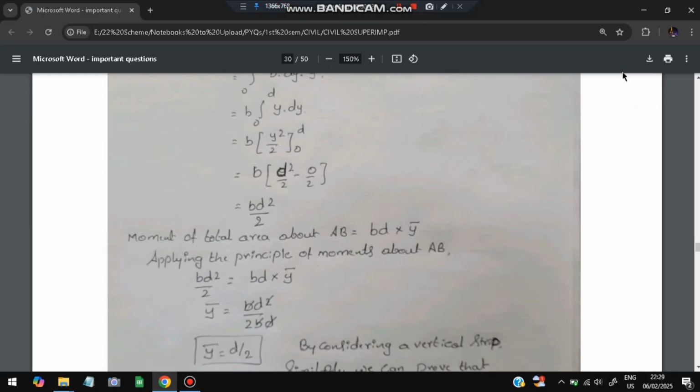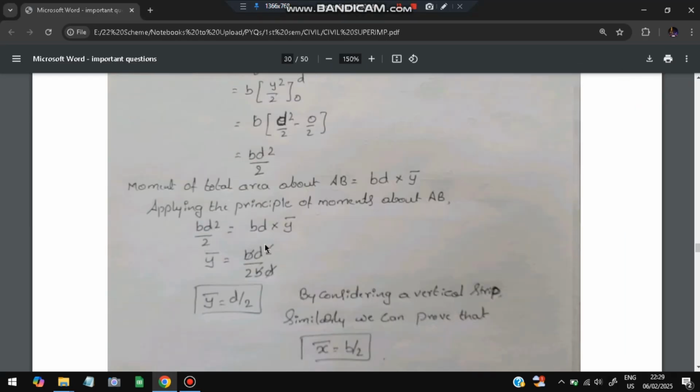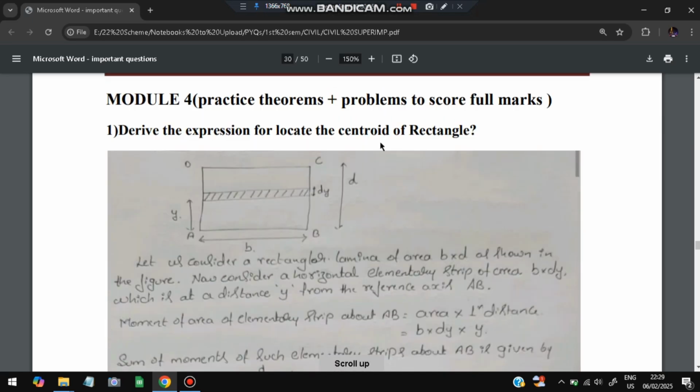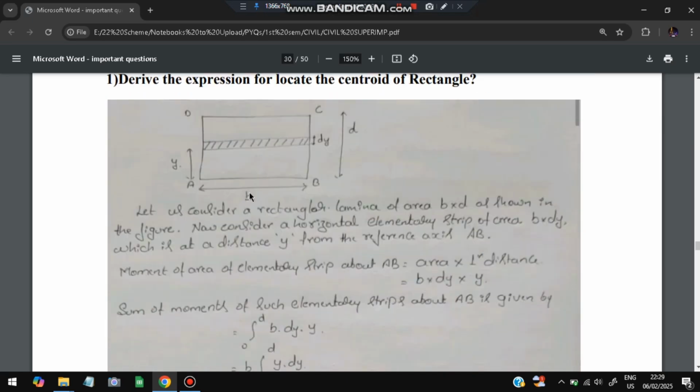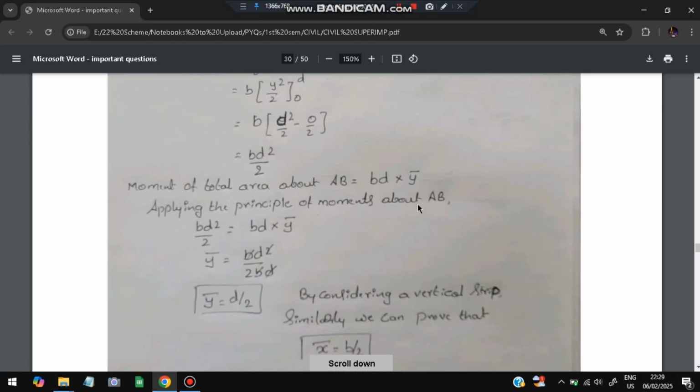Similarly, the moment of the total area we calculate directly as bd into y bar. Y bar is nothing but the perpendicular distance to the centroid, and that moment we take. So bd into y bar should be equivalent to this. By that we get the value of y bar, which is equal to d by 2.